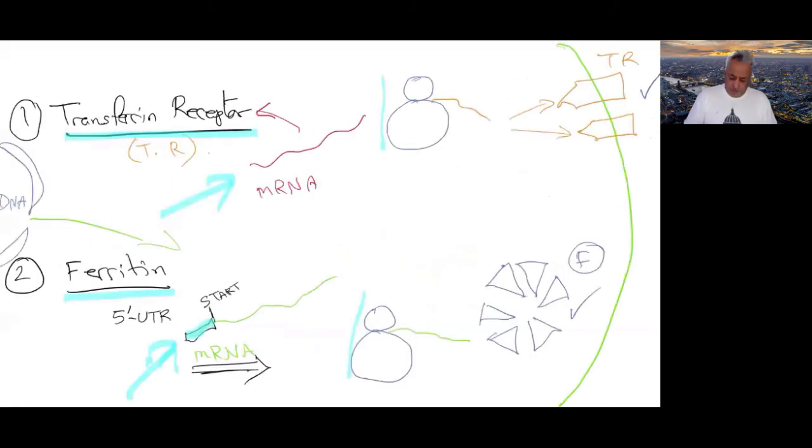Now let's turn our attention over to transferrin. Okay, so we're going to look at how transferrin is regulated. It's a very similar system, but it works in reverse. So this is the receptor that will be sitting in the plasma membrane waiting to dock with transferrin.